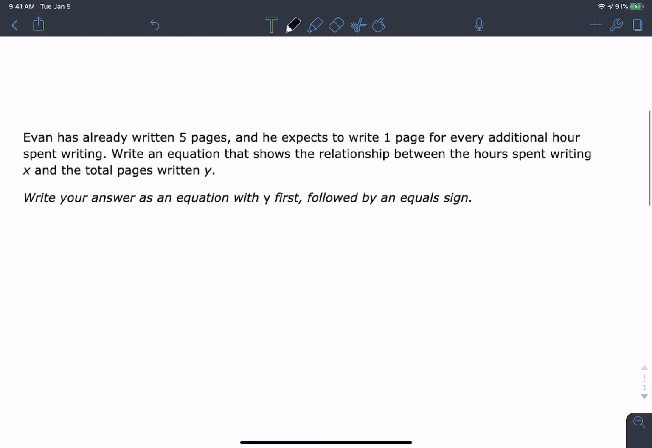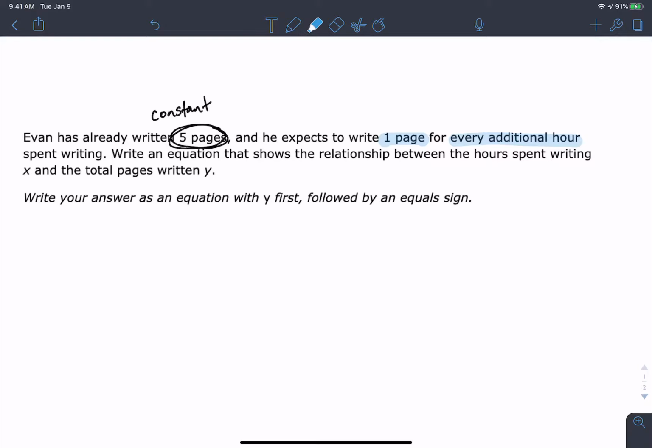All right, here Evan has already written 5 pages, so he already has 5 pages. So that means that's going to be a constant. It's already something that is there. We're not doing anything to it. And he expects to write 1 page for every additional hour spent writing. So 1 page for every additional hour spent writing.